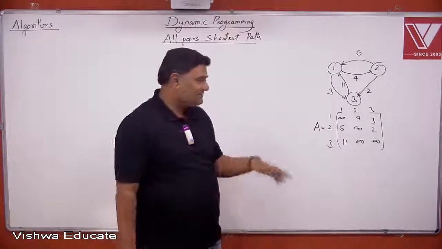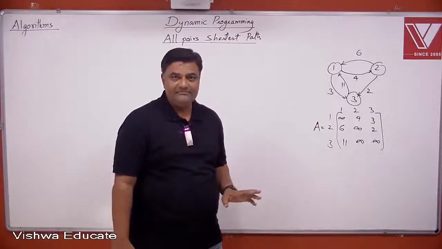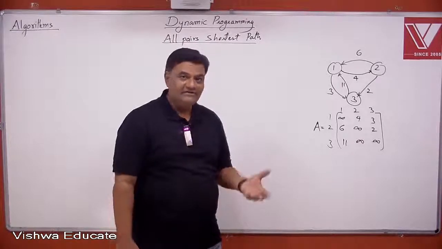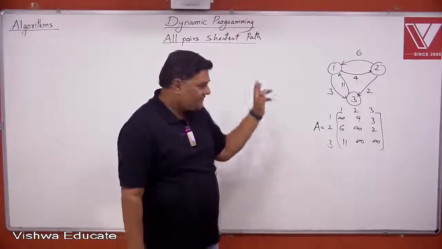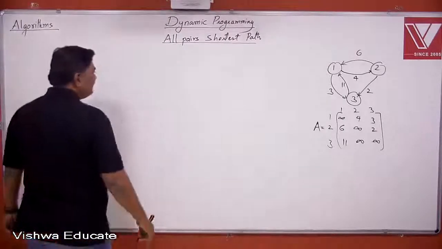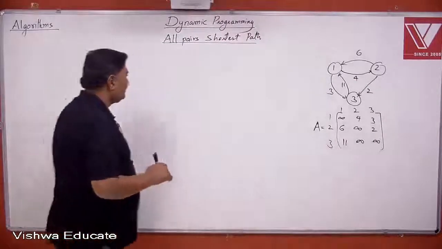Self-loops are marked either as 0 or infinity. We don't take care of them. We don't find a path from 2 to 2, the same vertex. So let them be infinity only. Now, how to solve this one? Let us see. I am showing you the dynamic programming approach. So let us solve this one.